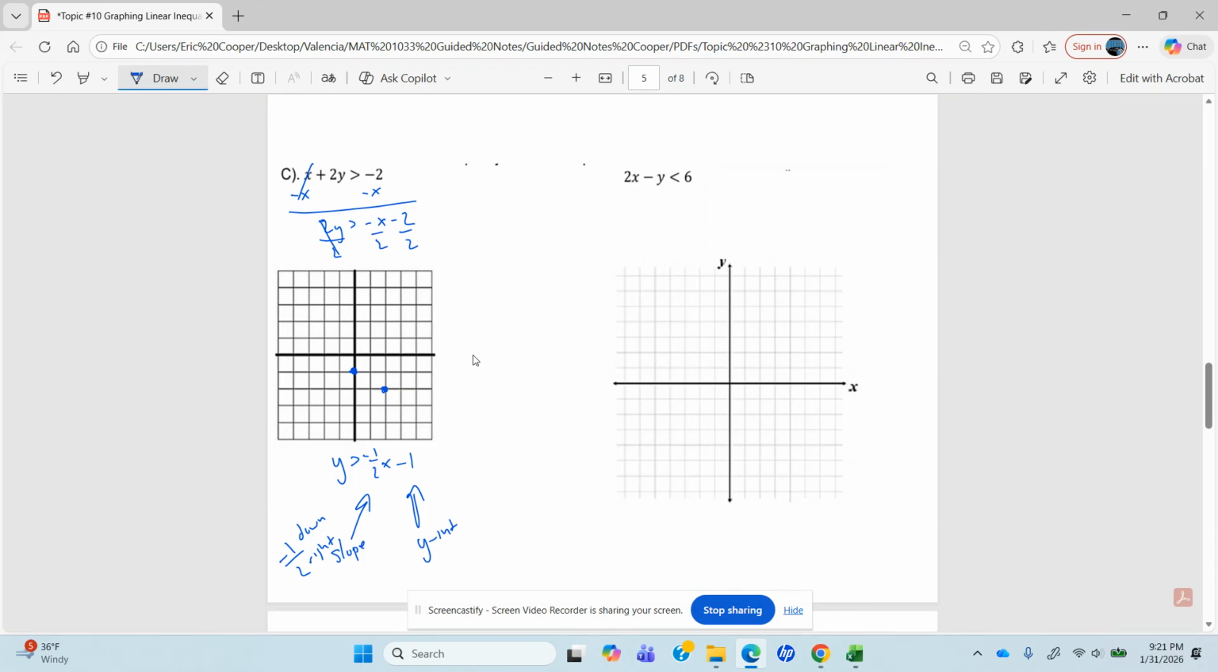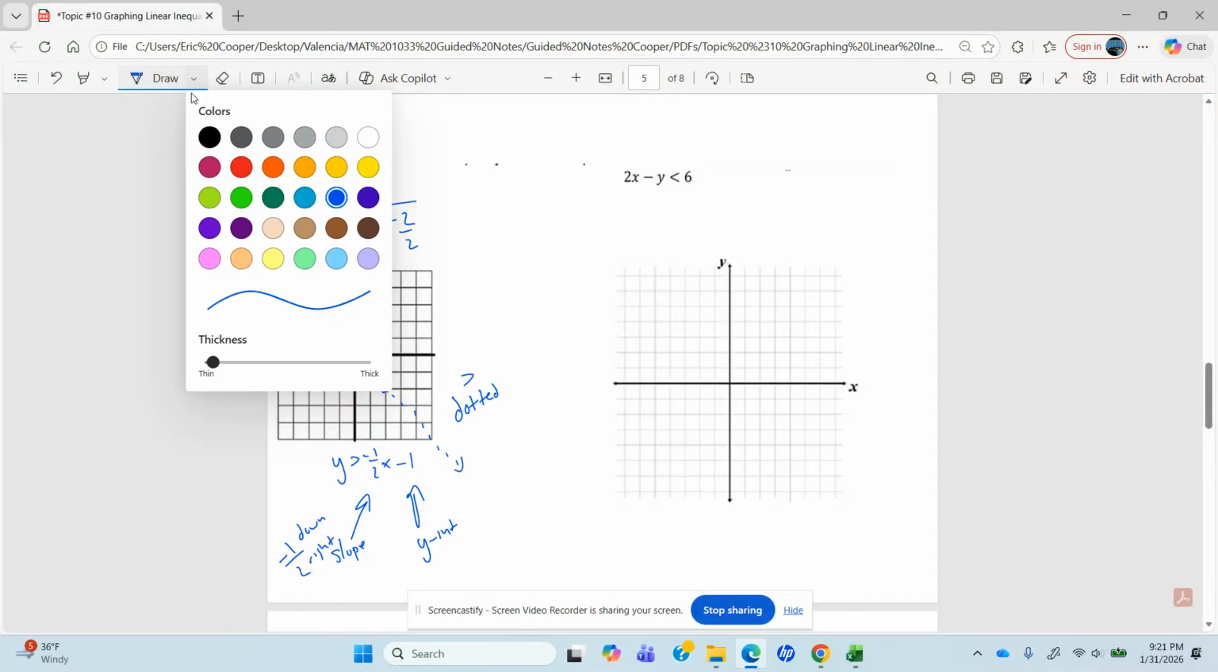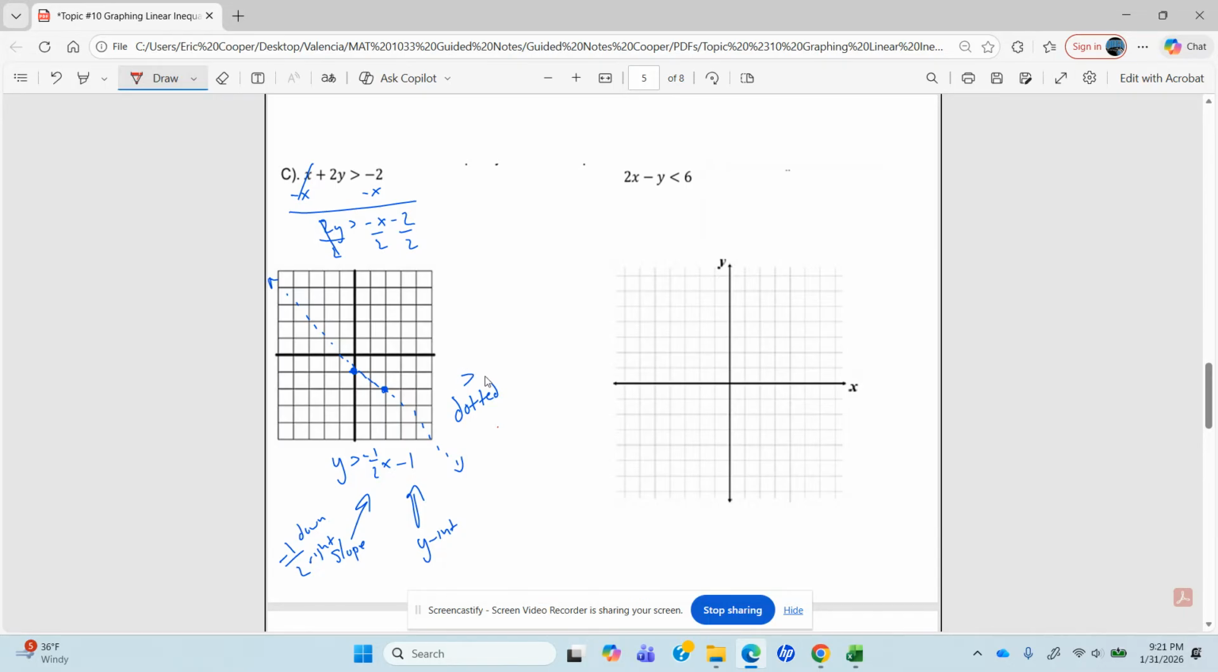Now let's take a look at the inequality sign. It's a greater than. It doesn't have the equal sign under it, so it's going to get a dotted line. So I will do a dashed, dotted line all the way through that graph. And then I have to look and see how I'm going to shade. Greater means we shade above. So I'm going to shade anything that is above the line. And this would be my final answer.